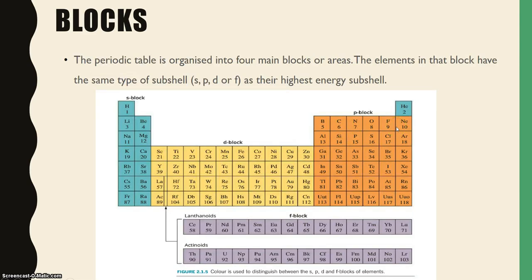The periodic table is organized into 4 main blocks. The elements in a block have the same type of subshell. So you have the S block here, the D block, the P block, and the F block. All elements in a particular block have that particular subshell as their highest energy subshell. So these ones here have the S subshell filled, these ones have the D subshell filled to some degree, and the P's are over here and the F's are over here.